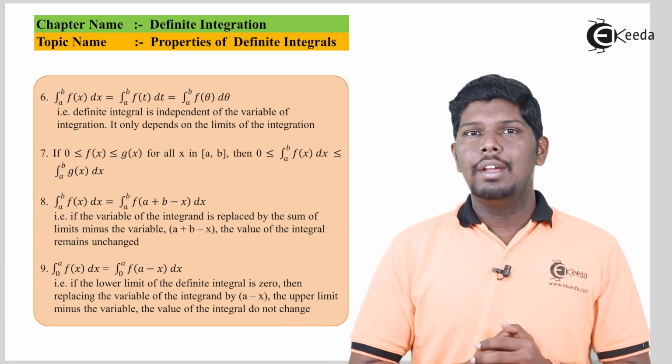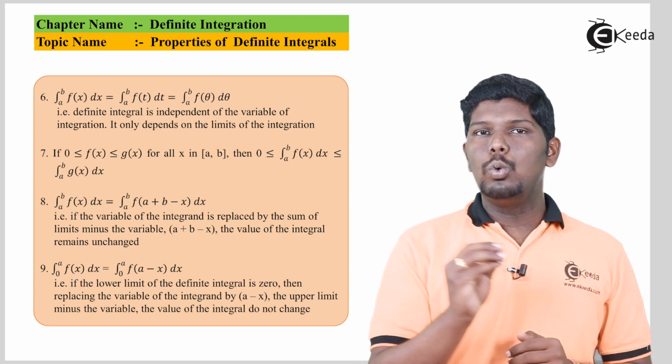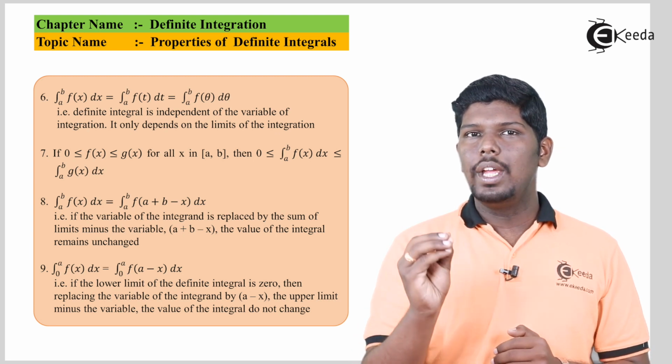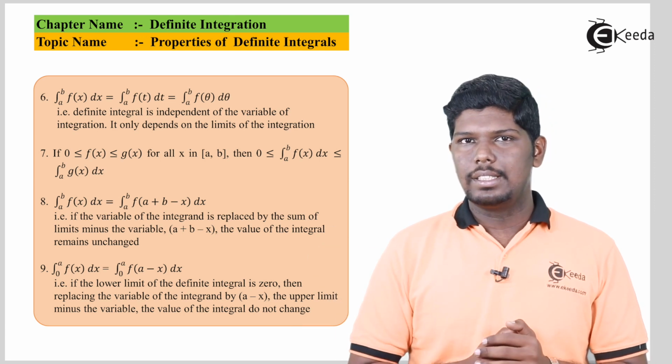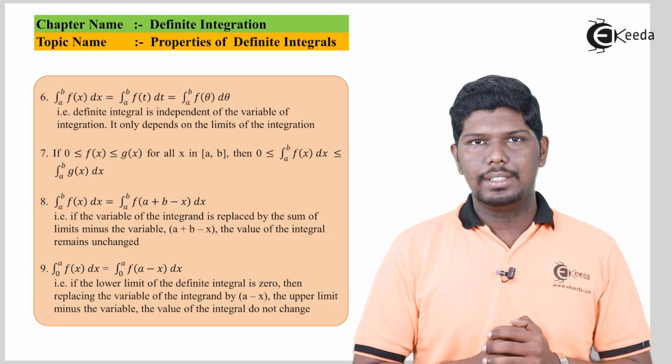The same property we have if the lower limit is 0. So if I say it is integral 0 to a f of x dx, we can directly write it as integral 0 to a f of a minus x dx, as 0 plus a will give you a only. So it is a minus x dx.